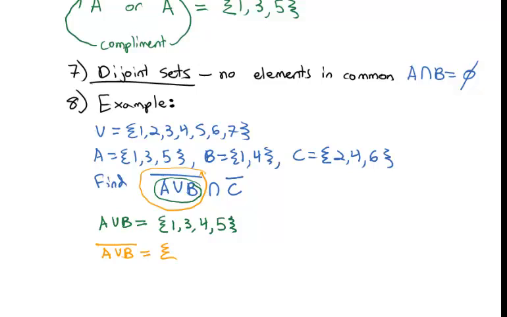Complement. Going to the universal set, what is missing in the universal set? Well, we've got 1, but 2 is missing. We've got 3, 4, and 5, but 6 and 7 were missing. Then you'll notice on the right side, we're going to intersect that with C complement. So we need to know what C complement is. And that's what C is missing that's in the universal set. C has 2, 4, and 6. It's missing 1, 3, 5, and 7.